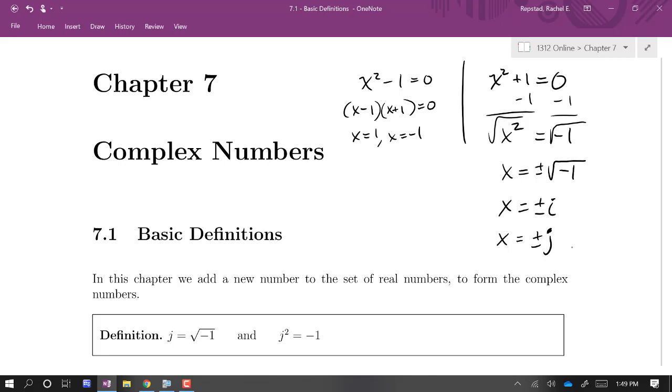All right, we have this new number we're calling j. j is defined to be the square root of negative 1. If I want to refer to negative j, it's just negative square root of negative 1. And so j is just defined to be the number that when you square it gives you negative 1. It's not a real number. It's not on our real number line.